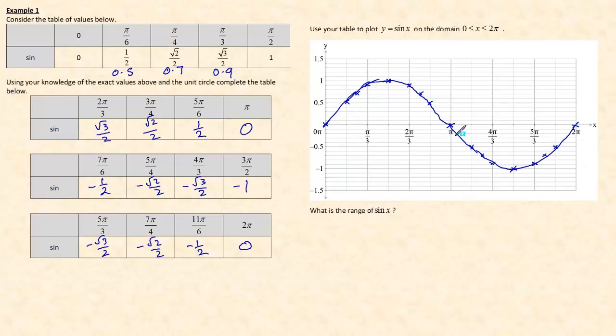And so we can see this is one complete oscillation of the sine curve, and we'll talk about that in a slightly later lesson. We're now asked, what is the range of sine x? Well, we can see, looking at the y-axis, that the curve is always between 1 and negative 1. There's nothing above or below. So we can say that y is real, y is between negative 1 and 1. Or we could write sine x here instead of y.